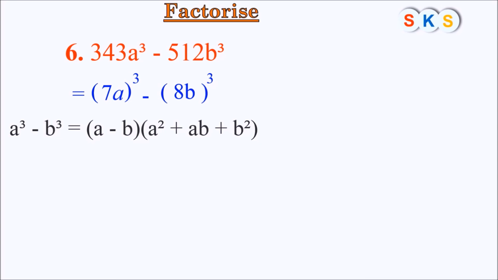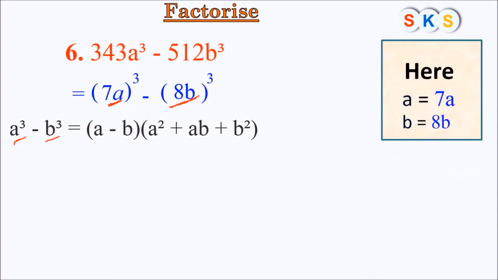And you can see here the first term is cube of 7a. So a equals 7a. And the second term is cube of 8b. So b equals 8b. So we will note down the values of a and b. Okay, you can see that in this rectangular box I have taken a as 7a and b as 8b.